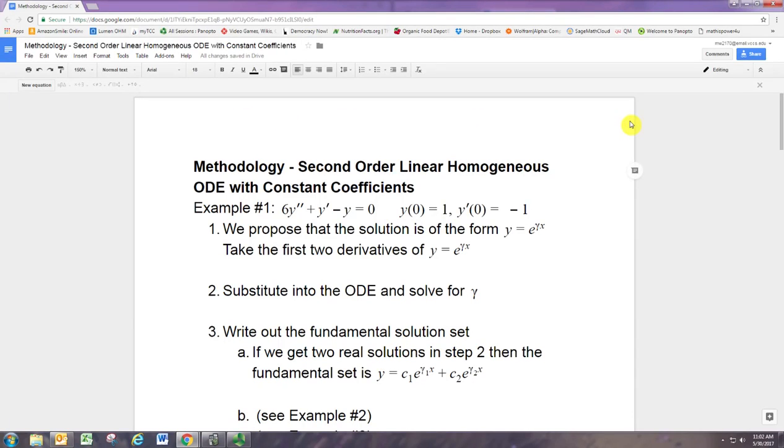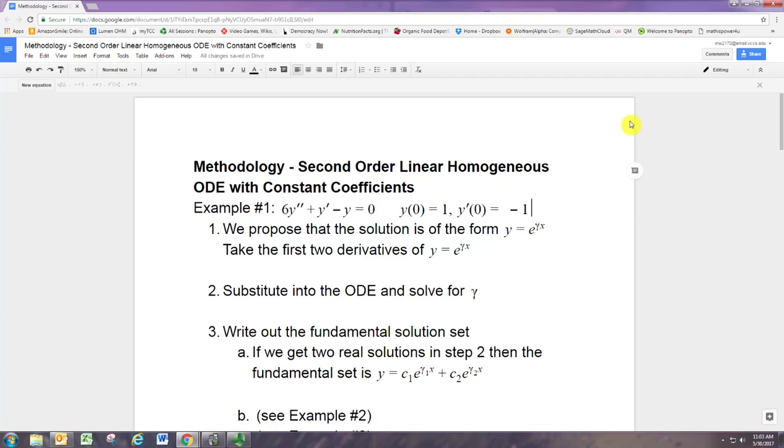In this video, we'll see how to solve a second-order linear homogeneous ODE with constant coefficients. Now, there's three cases that can occur with this type of ODE, so we'll have three examples, but they're all somewhat short. First example, 6y double prime plus y prime minus y equals 0.